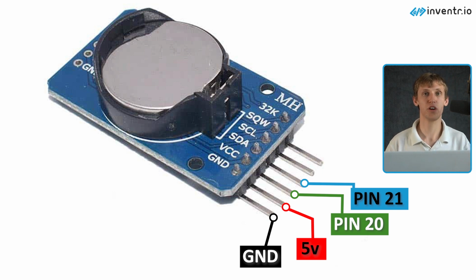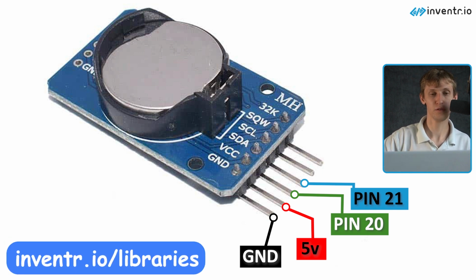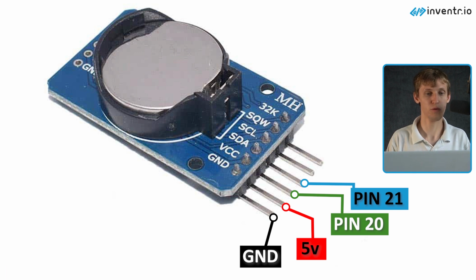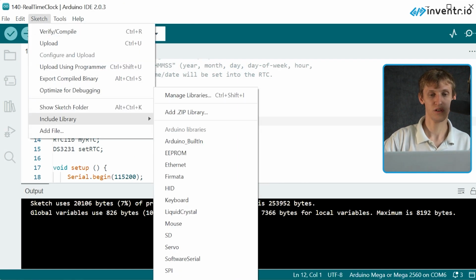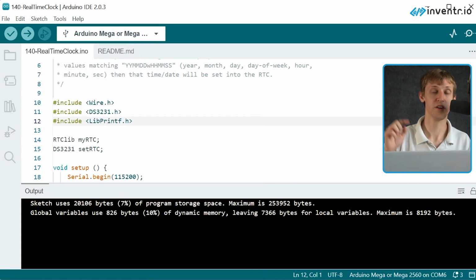We'll also be using a couple of libraries to make sure the following code works properly, which I will include below, or again at inventor.io/libraries. And those libraries would be the ds3231.h and libprintf.h. To include these libraries, again, you go to Sketch, include library, and add the zip library. Those zip files will be included, again, at inventor.io/libraries.